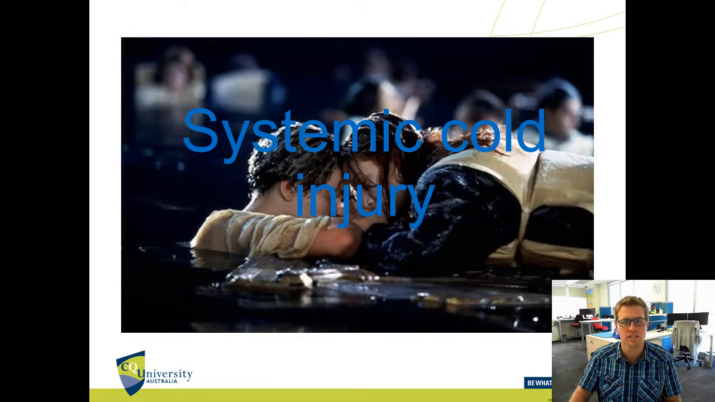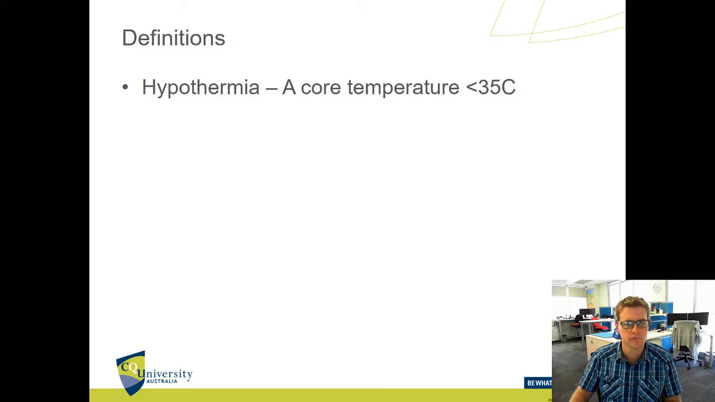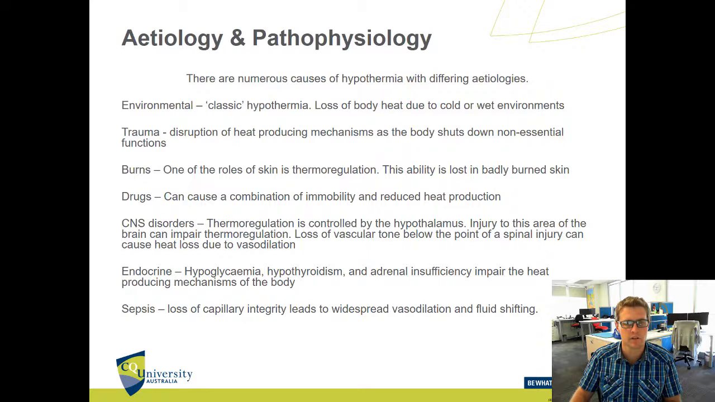All right, onto systemic cold injury. So hypothermia, any temperature under 35 degrees. And as I said before, localized cold injury is always environmental, but with systemic cold injuries, there are other causes. So we still have environmental, and that's probably, to be honest, the most common. That's that classic hypothermia.